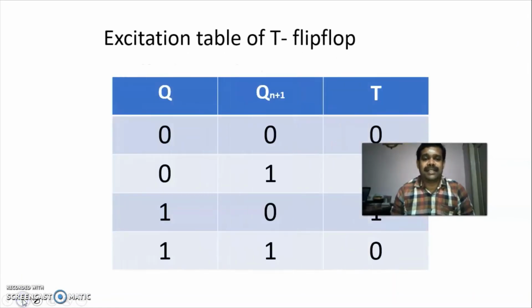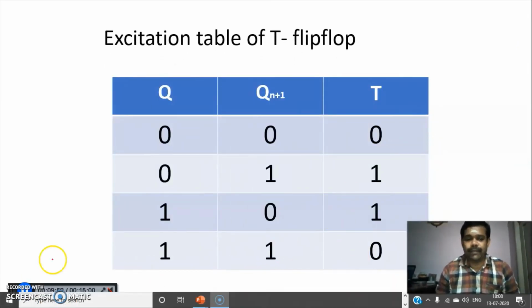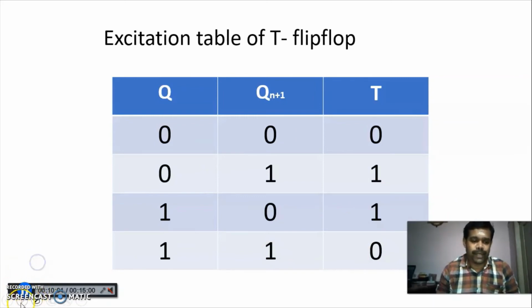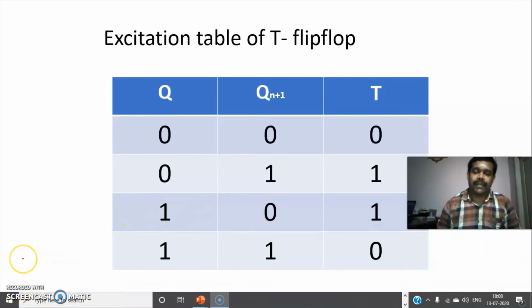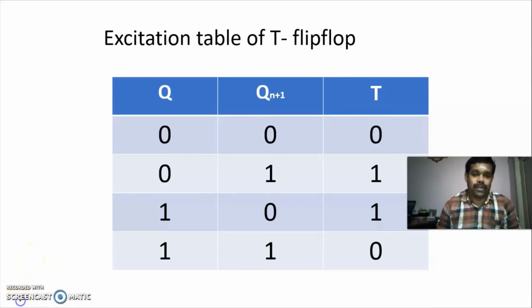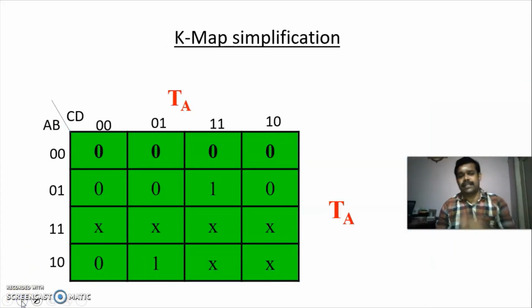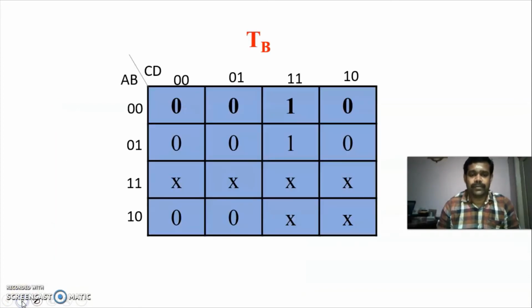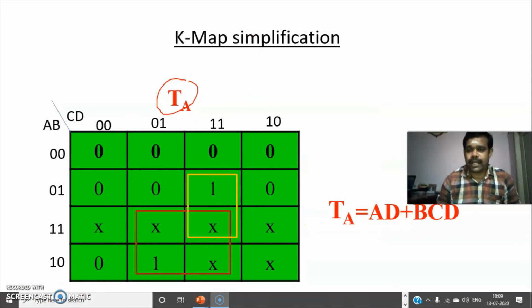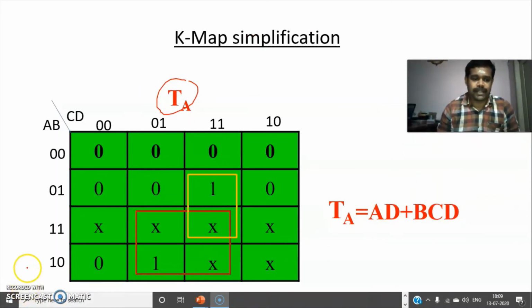So first, this is the excitation table of the T flip-flop. By using this only, we are filling the excitation table of the counter. Now, next, this is the K map for TA. We are checking the column of TA and we are plotting the ones and don't cares, and then we are going for grouping. So after grouping, we are writing the expression. Okay, this is the expression.